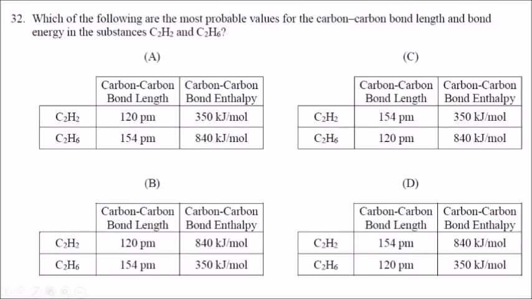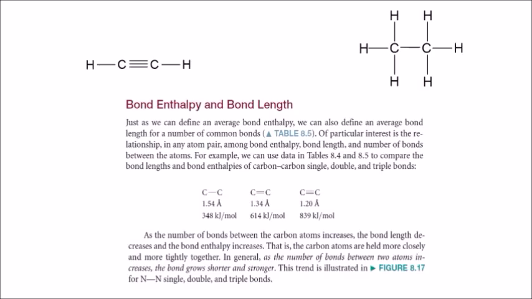In number 32, we're talking about bond length and bond energy, or enthalpy. We have two molecules, C2H2, which has the following Lewis structure, and C2H6, which has a different Lewis structure. So we have a triple bond versus a single bond. Now, in terms of bond enthalpy and bond length, a single bond is going to be longer and have a lower bond enthalpy. A double bond would be shorter and have a higher energy, and a triple bond is even shorter and even higher.